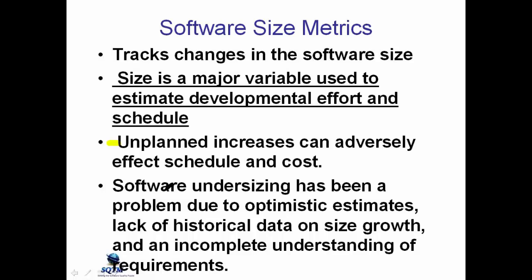Again, we all understand software creep can be related to requirement creep. Software undersizing has been a problem due to optimistic estimates. And again, if you haven't, like Siemens, been capturing historical data, there's usually a lack of historical data on size growth and an incomplete understanding of requirements. So again, software size is a very simple to understand metric. All of them are simple. It doesn't measure anything else. It doesn't give you any insight into anything else but the growth in size. And that's important because size is the major driver of cost and schedule.